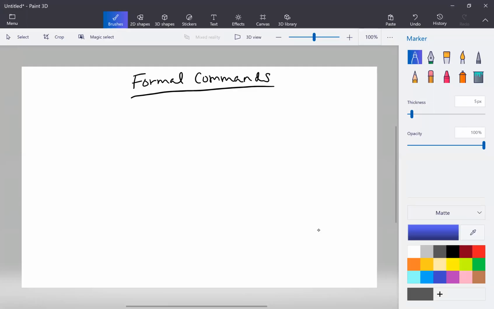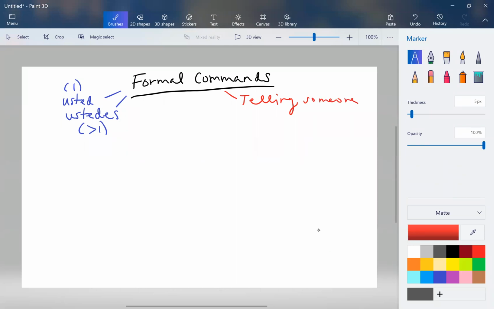Or if there are a lot of people, ustedes. Perfect. Usted or ustedes, depending on how many people there are. And what about the second part? What is a command? Like telling someone to do something. Yeah, exactly. Telling someone to do something.